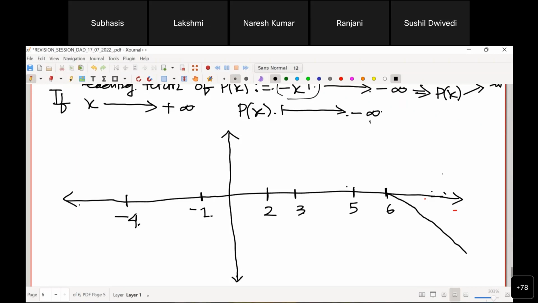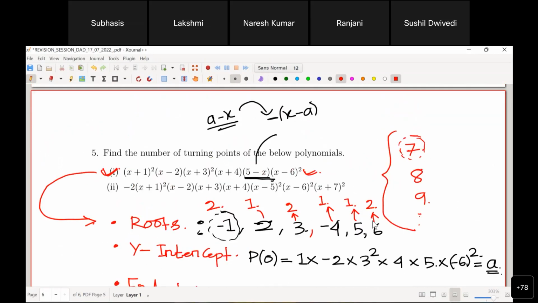But I don't know what will happen once it reaches 6. I don't know whether it will cross 6 or whether it will bounce back towards the same direction, whether it will go like this or whether it will come like this. That I don't know. And for that, what do I have to check? I have to check the multiplicity of 6. Once I check the multiplicity of 6, it will give me the information.